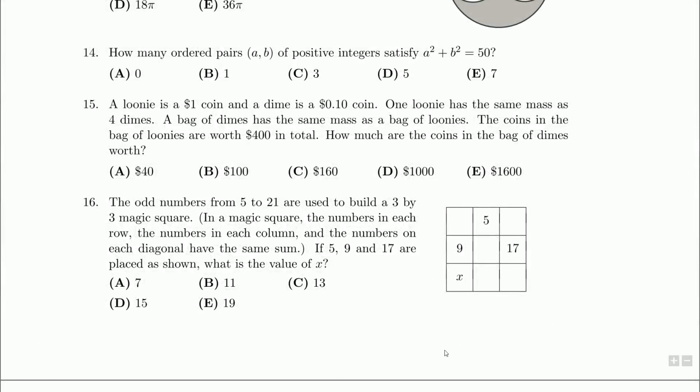Root Beer here with question number 16 on our 2010 Cayley paper. The odd numbers from 5 to 21 are used to build a 3x3 magic square. A magic square is an arrangement of numbers where the sum of the numbers in each row, column, and the main diagonals all add up to the same sum. If 5, 9, and 17 are placed as shown, what is the value of x here?